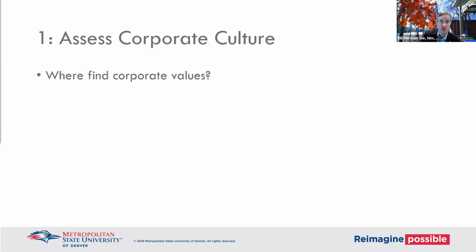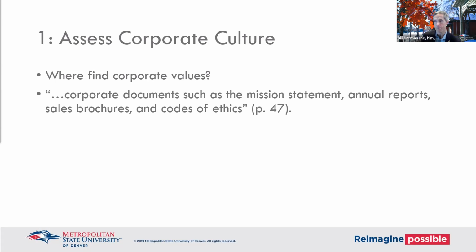So where do we find corporate values? Again, there's the public statement on the website, and then there's the on-the-ground lived values, as employees and other representatives of your company live that out. So the book mentions corporate documents such as mission statement, annual reports, sales brochures, and codes of ethics. But the big question is, are these necessarily accurate? The answer is no, they're not necessarily accurate. So the big question is, are these accurate for your company?